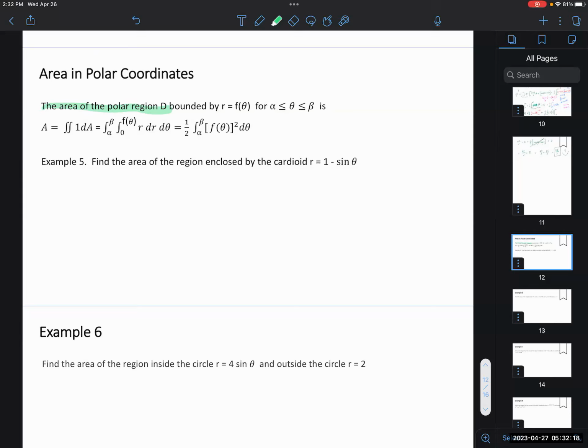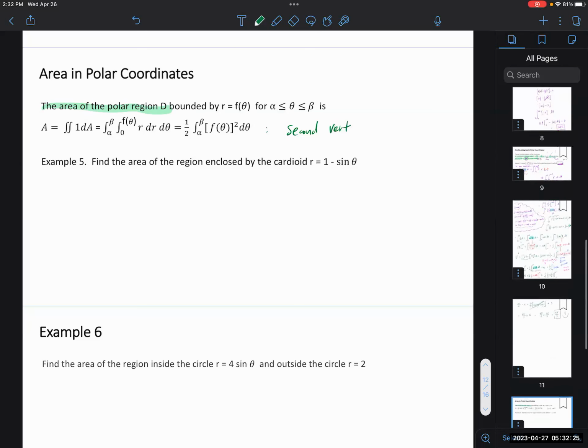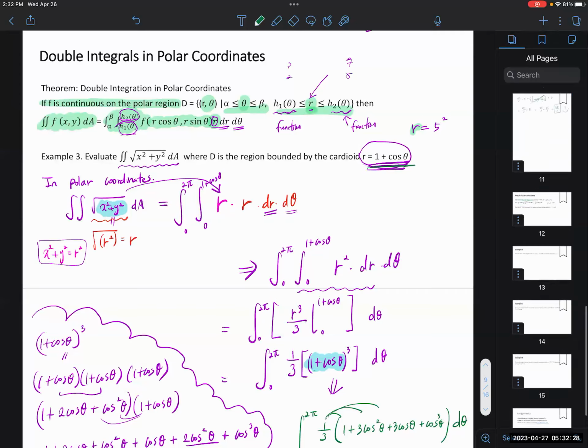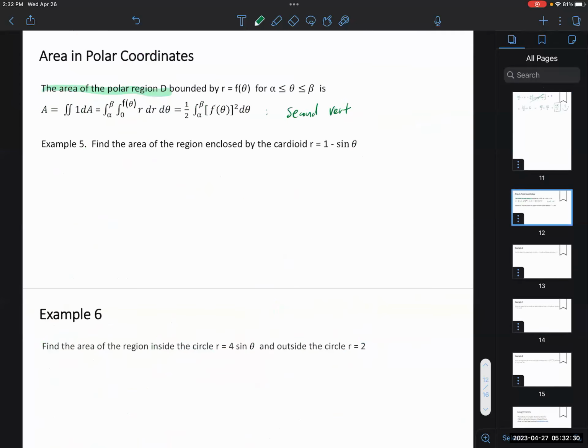One thing is, this is the second version. You can use the other formula, but this is a second version of the formula. Depending on your choice, you can use it, but I'm just showing you because it is sometimes a simpler version of the same polar coordinate formula.